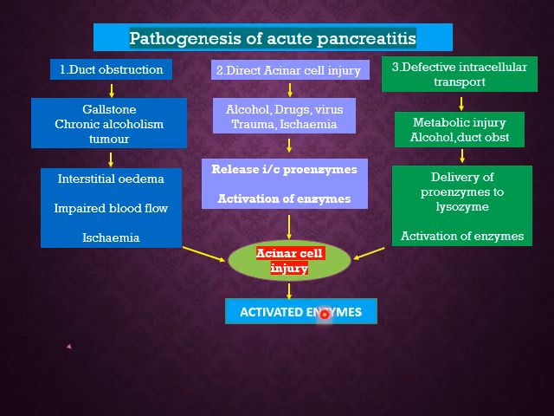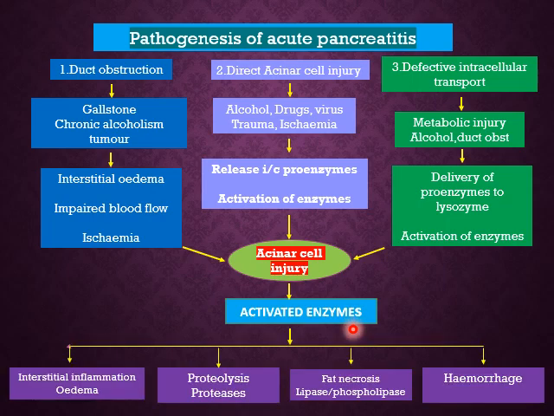the pancreatic enzymes are activated. And once these pancreatic enzymes are activated, there is interstitial inflammation and edema in the pancreas, proteolysis due to release of proteases, fat necrosis due to lipase and phospholipase release, and massive hemorrhage within the pancreas, the so-called hemorrhagic pancreatitis. So these are the various mechanisms that lead to acute pancreatitis.